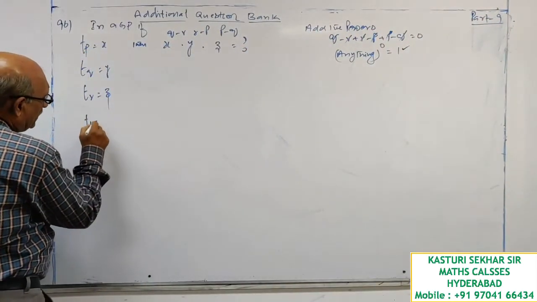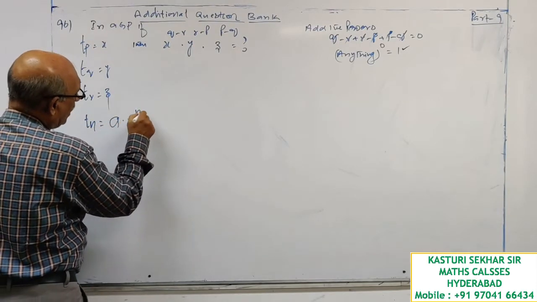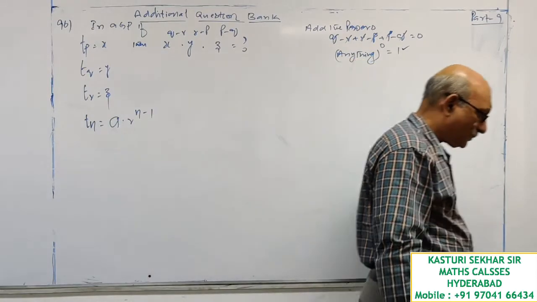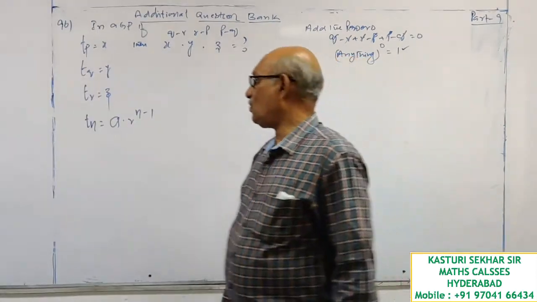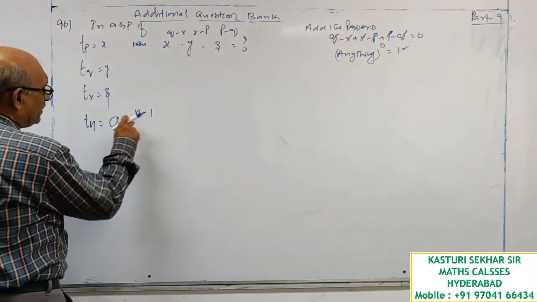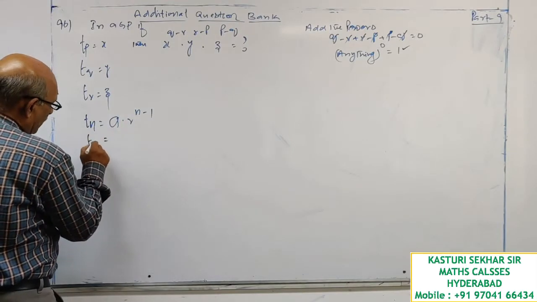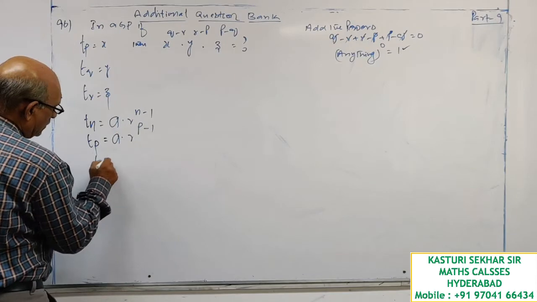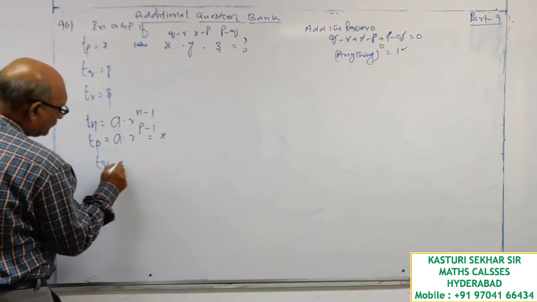In a GP, Tn is equal to a into r power n minus 1. So Tp is equal to a into r power p minus 1. This is x.